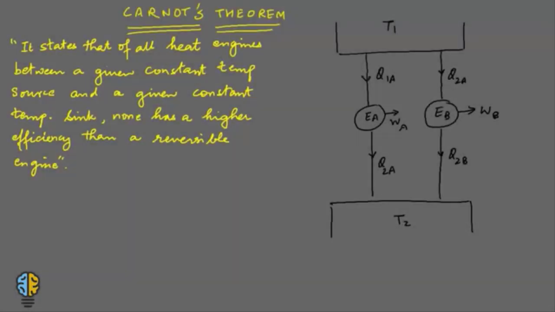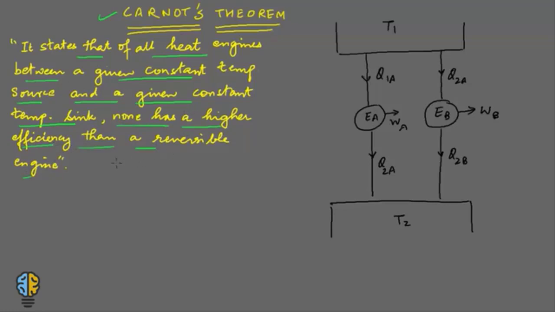Now let's talk about Carnot's theorem. Before we talk in detail about this, let's define it first of all. So Carnot's theorem states that of all heat engines between a given constant temperature source and a given constant temperature sink, none has a higher efficiency than a reversible engine.